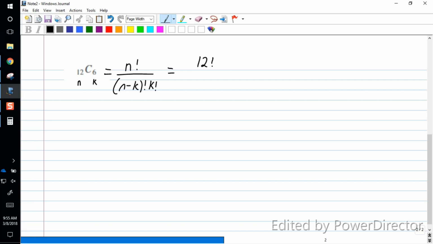So this is 12 factorial divided by 12 minus 6 factorial times 6 factorial. So that's 12 factorial divided by 6 factorial times 6 factorial. Now you can't multiply the 6 times the 6 and get 36 factorial. It doesn't work like that. Okay?